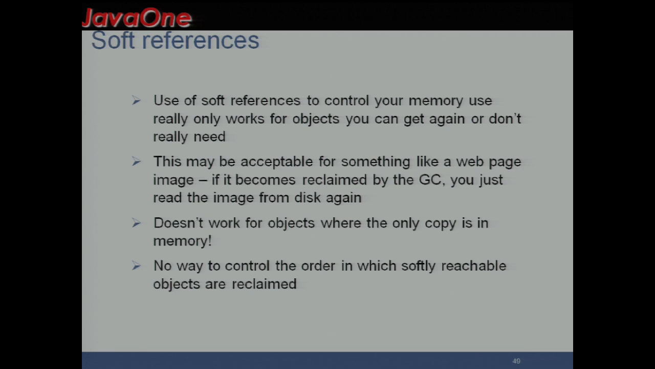But soft references don't really work very well for objects where the only copy you've got of it is what's in memory. If it gets garbage collected, what are you going to do? It's gone, right? And you just have no control over when this is going to happen and what priority the JVM is going to decide. Which objects is it going to take? You really want that level of control.